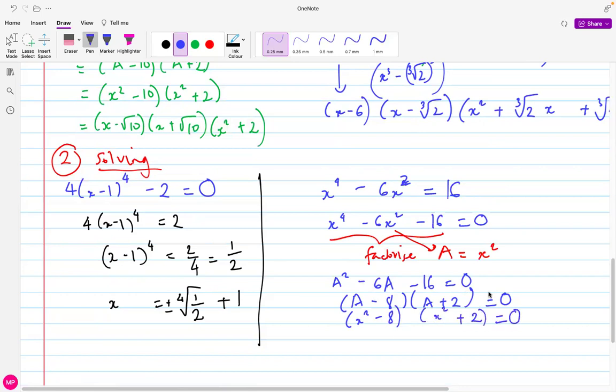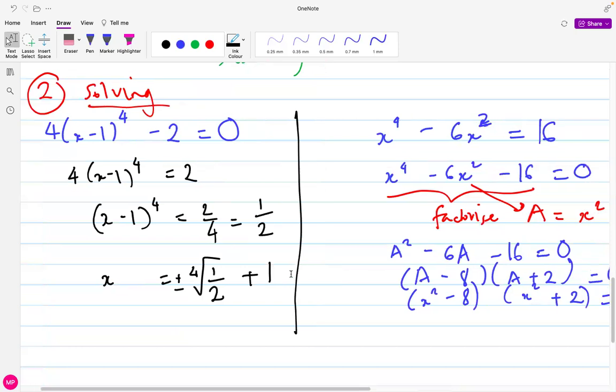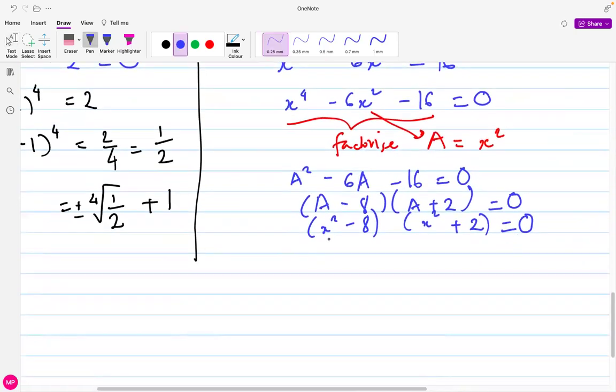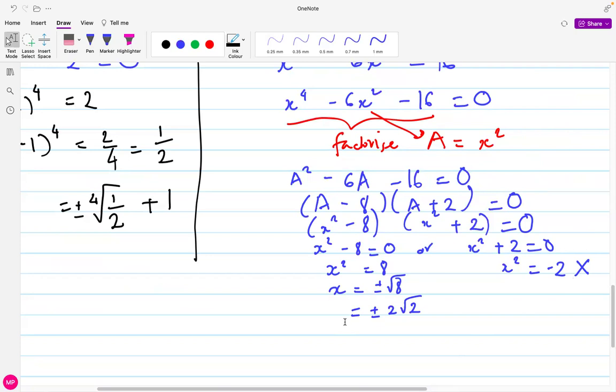All right. Now, because this is solving, technically you can just apply the null factor law from here and solve them individually if you don't want to factorize further. So I would have, by null factor law, x squared minus 8 equals 0, or x squared plus 2 equals 0, like that. So you would have x squared equals 8, x equals plus minus root 8, which is plus minus 2 root 2. And x squared plus 2 equals 0 gives x squared equals negative 2, which is impossible. Something squared can't be negative. So you have two solutions.